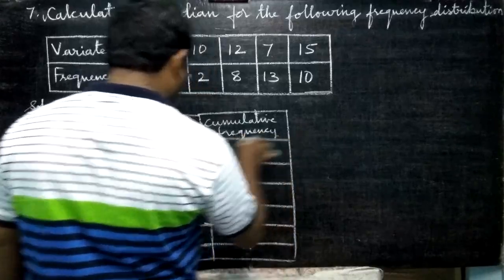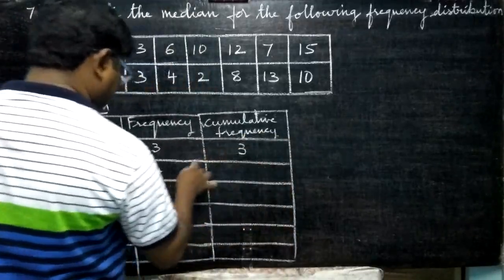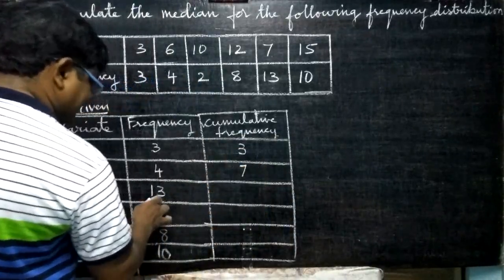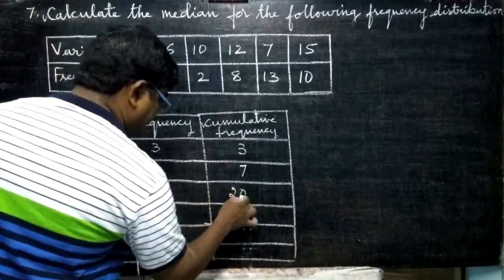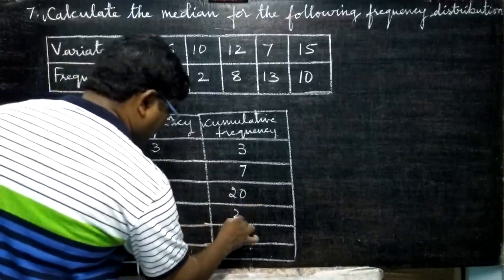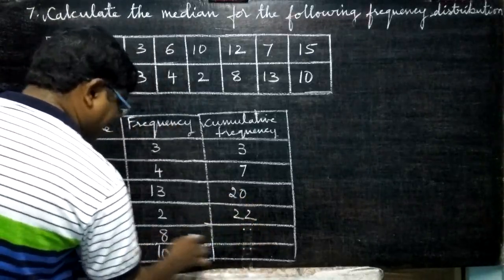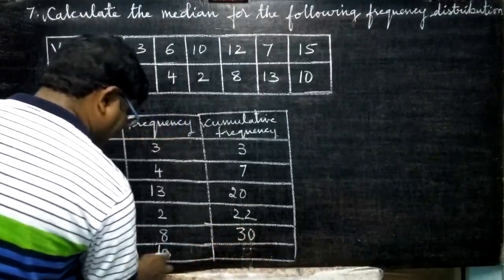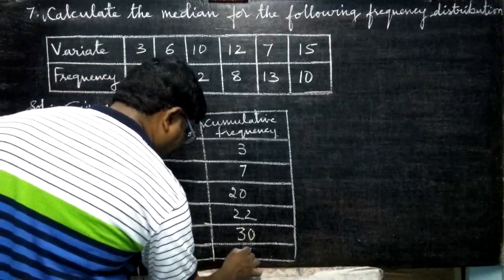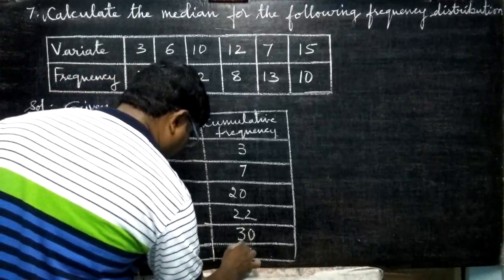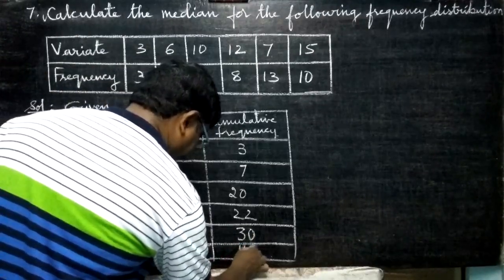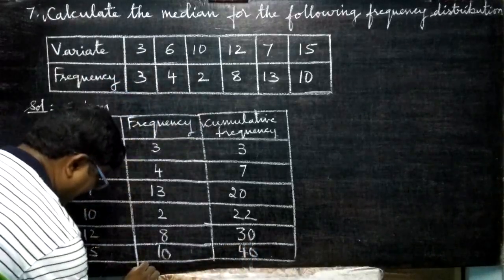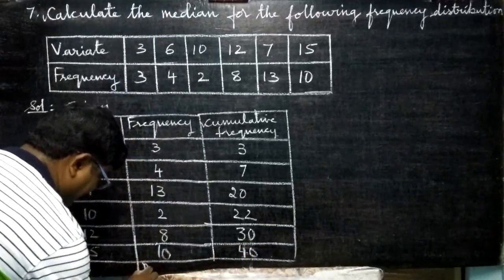Now here the first frequency is 3 as it is. 3 plus 4, how much? 7. 7 plus 13, how much? 20. 20 plus 2 is 22. 22 plus 8 is 30. 30 plus 10 is 40. This is the way of doing. Are you able to follow? So when we add here, we will get n as 40.